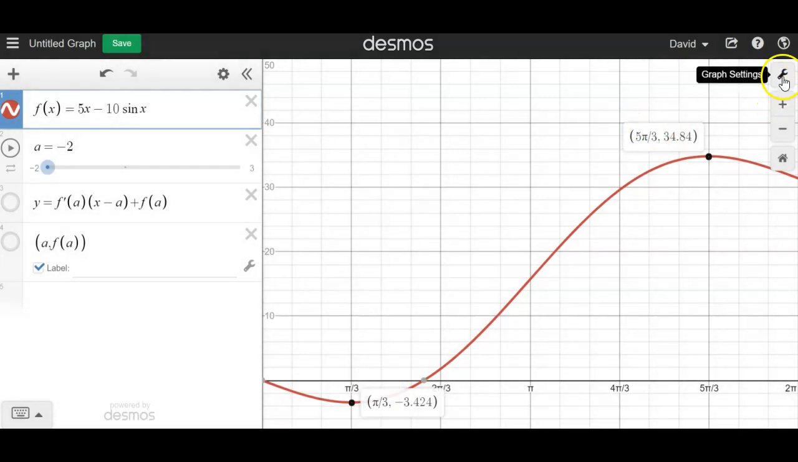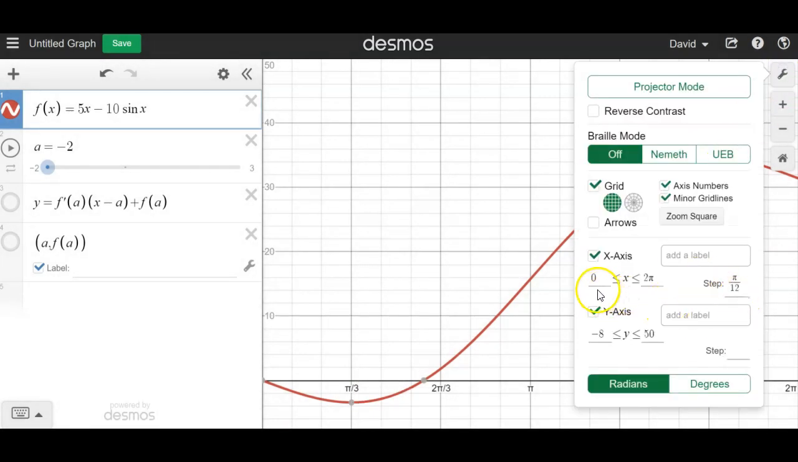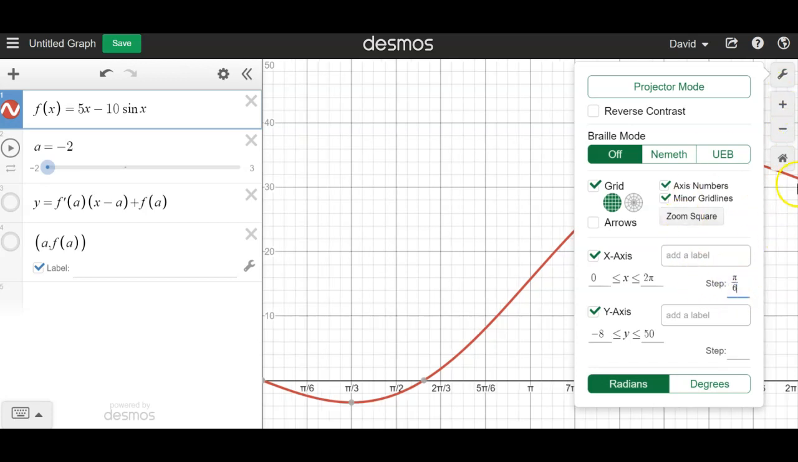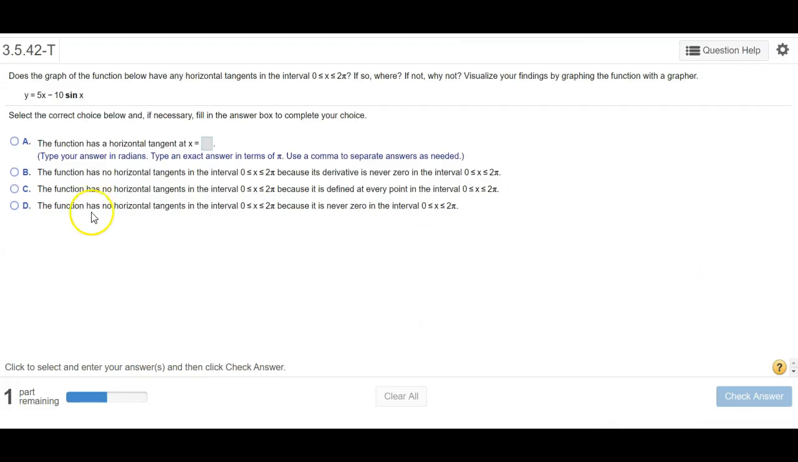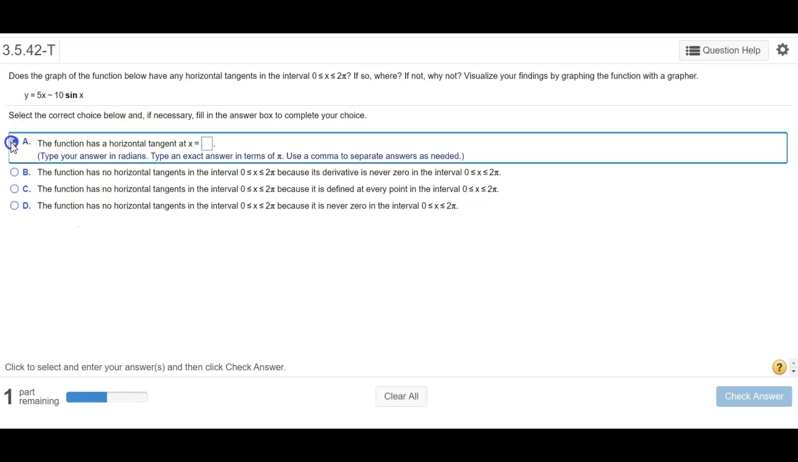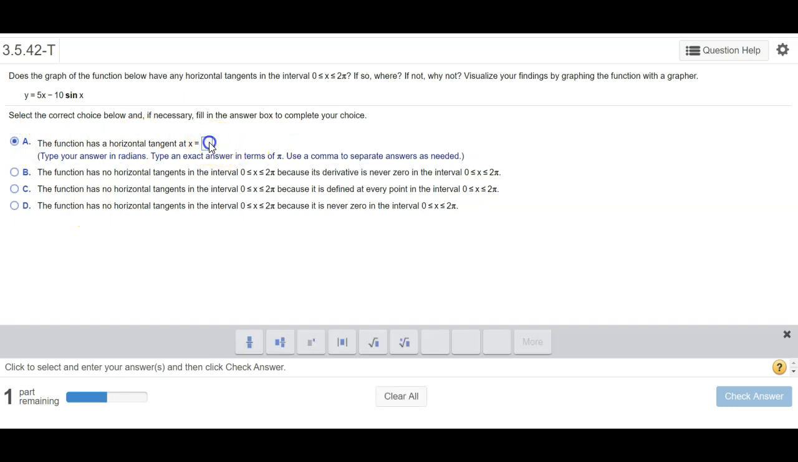To get those to show up, I used 0 to 2 pi, and I used a step size of pi over 12. You could have probably gotten away with a step of pi over 6, and it shows more values along there. But that's what we're after here, those x coordinates: pi over 3 and 5 pi over 3 are where we have those horizontal tangents.